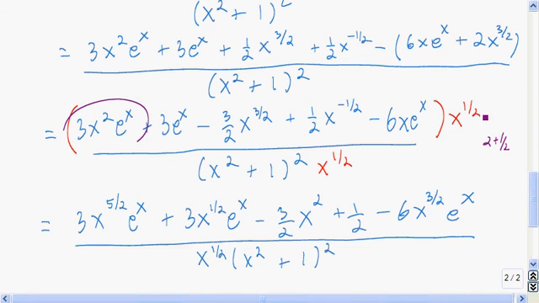And then minus 6x e to the x times x to the 1/2. Well, for that exponent of x, we have an x times an x to the 1/2. So x to the 1 times x to the 1/2 is x to the 1 plus 1/2, or x to the 3/2. So this is your final answer.